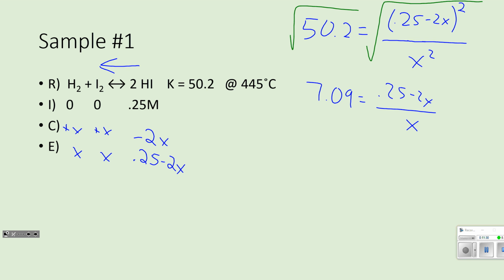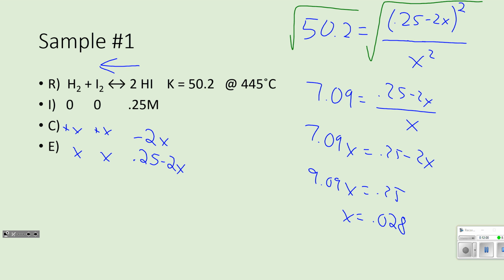Here, multiply both sides by x. 7.09x equals 0.25 minus 2x. Add 2x to both sides in order to get your variable on one end. Because if it was a negative 2x there, now it's 9.09x equals 0.25. Divide by 9.09. That gets me an x value of 0.028. Which means, if I were to solve for this and this, it's 0.028.